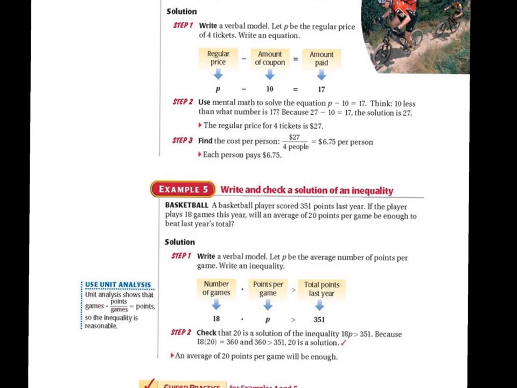Okay, so again, it was 18 games, an average of 20 points per game, so 18 times P, and our P is going to end up being 20 in this equation. And it needs to be greater than last year's total, so last year was 351. So then we go in to solve it. Our 18 times 20, again, for the 20 points per game, equals 360. Last I checked, 360 is greater than 351, so 20 is a solution.